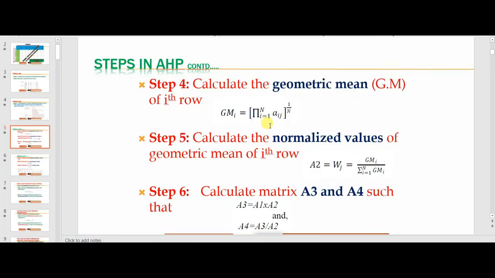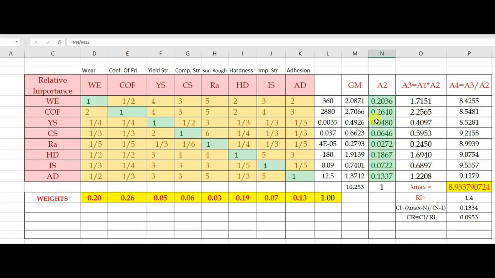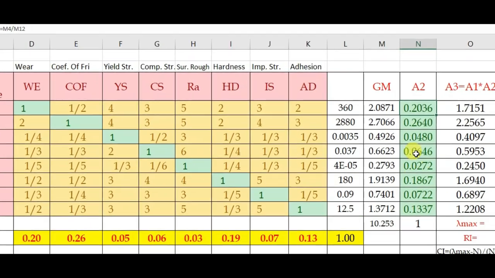Once we calculate geometric mean, next step is to calculate normalized values of geometric mean for a particular row, for ith row. So in this case, as we see here, we have to calculate normalized values of geometric mean for ith row, which is calculated by using this formula. It is geometric mean for that row divided by summation of geometric mean for all the attributes or all the criteria. These are the values of normalized geometric mean.